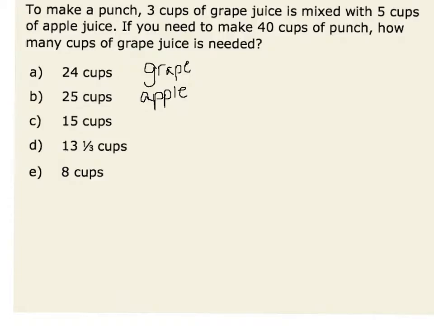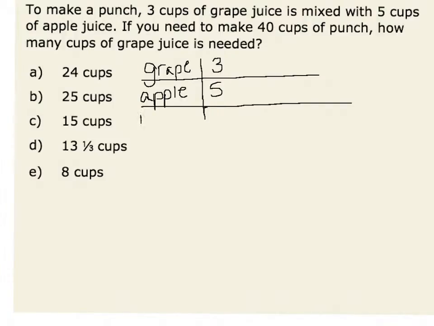This would be my part-part ratio, and I would recognize that I need 3 parts grape juice for every 5 parts apple juice. I could also use a part-whole relationship to describe this ratio. That is, if I have 3 parts grape and 5 parts apple, the total amount of punch would be 8 cups. Therefore, a part-whole ratio is 3 parts grape to 8 total cups of punch.